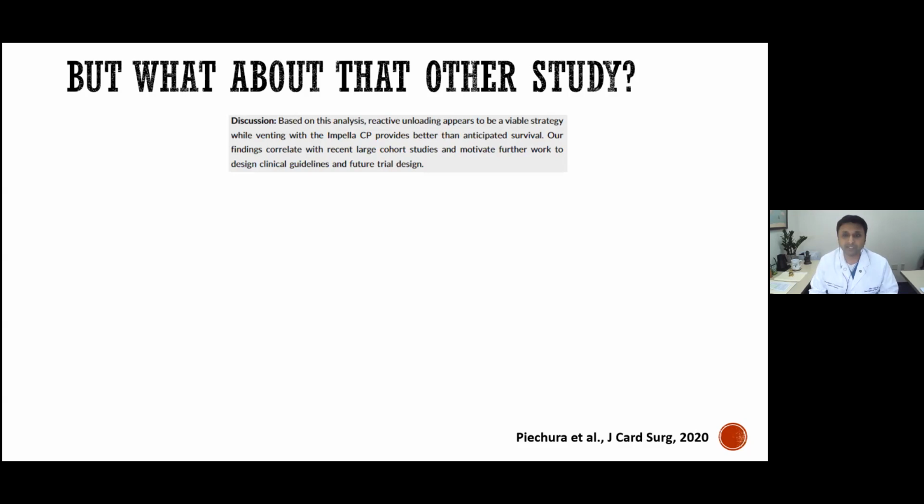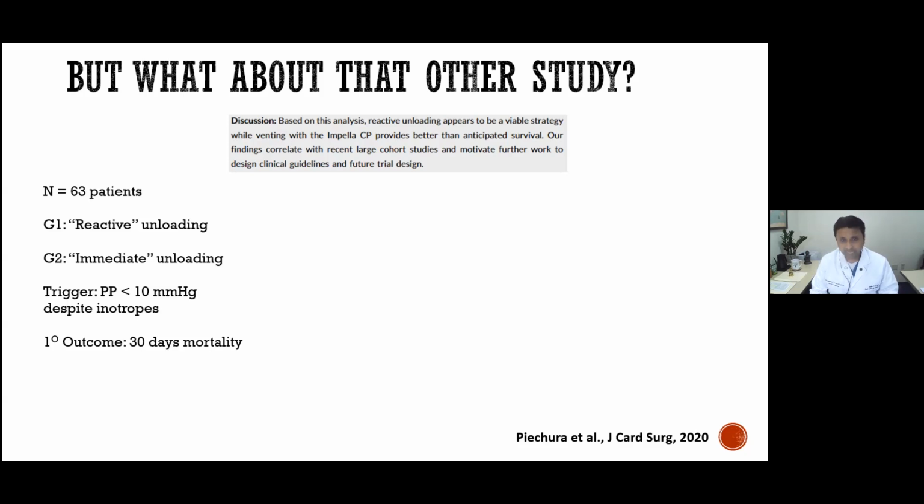Here's one example. Take a look at the single center study, and this is directly copy-pasted from their abstract. Their discussion says, based on this analysis, reactive unloading, which in other words is bailout unloading, appears to be a viable strategy while venting with the Impella CP provides better than anticipated survival. Our findings correlate with recent large cohort studies and motivate further work to design clinical guidelines and future clinical trial designs. In this study, they looked at only 63 patients.